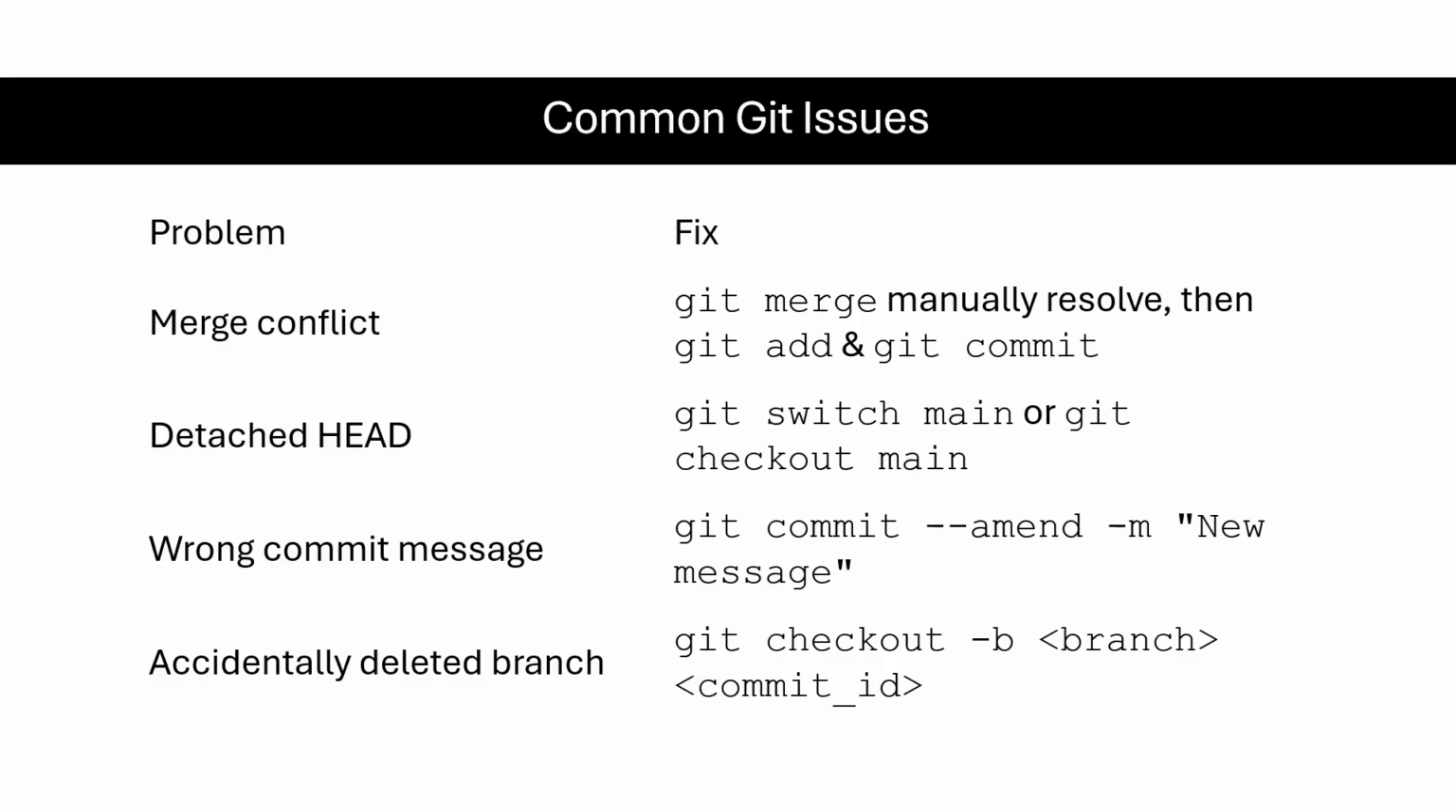And detached head, for example, if you are working on some other feature branch and you forgot to move to the main branch, then you can do git switch main, or git checkout main, so that you will come to the main branch.